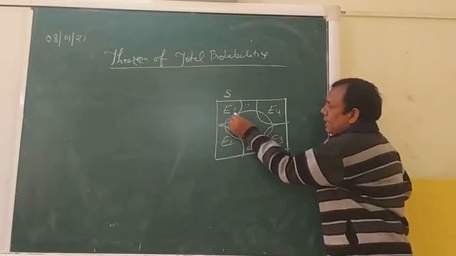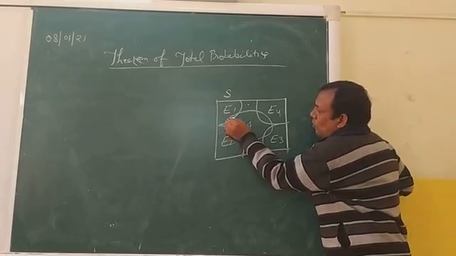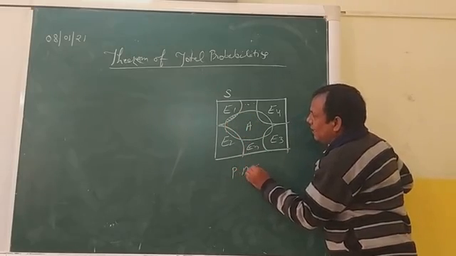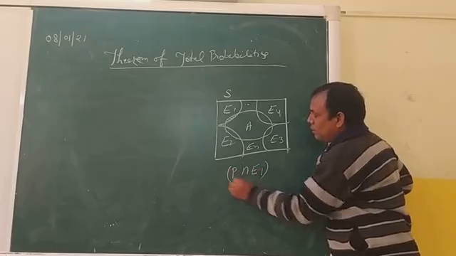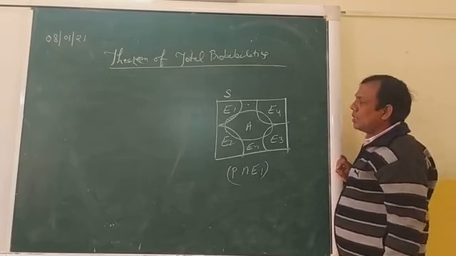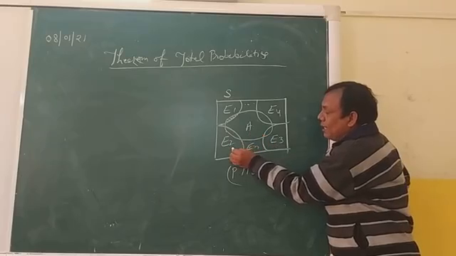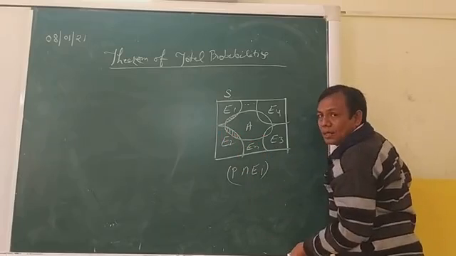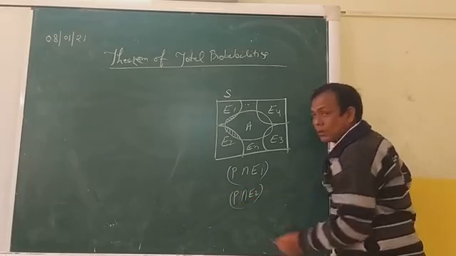Here you will see that in the event E1 and event A, this part is common. So this part is nothing but A intersection E1. Got it or not? Here you will see that in the event A and event E2, this part is common. So what is this part? This part is nothing but A intersection E2. Clear?